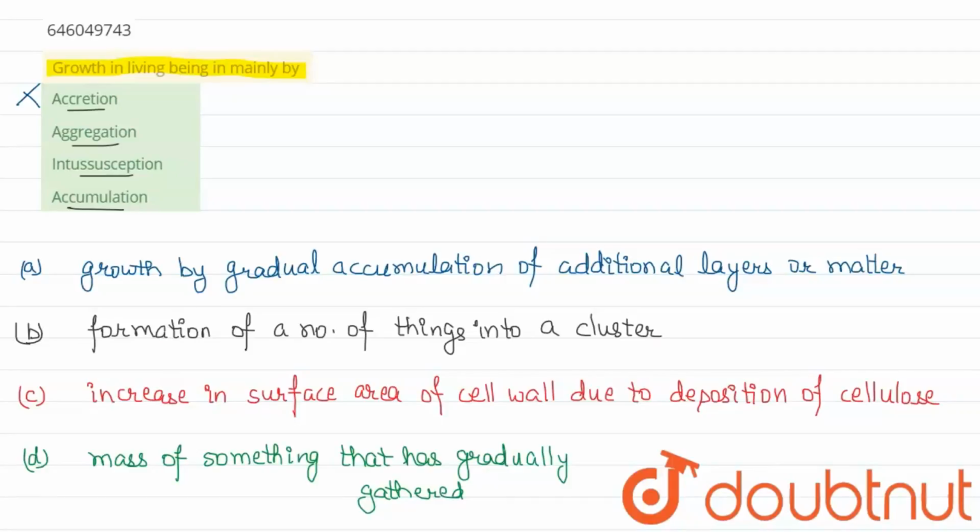Now talking about growth that occurs in living beings. So growth in living beings is by the process of interception. That is, in them the surface area of a cell wall slowly increases, and this increase is due to the deposition of cellulose on the cell wall. Hence, we have the final answer as growth in living beings is mainly by interception.